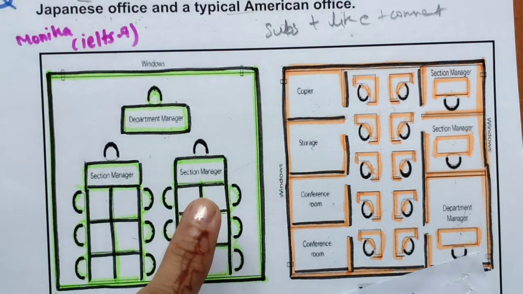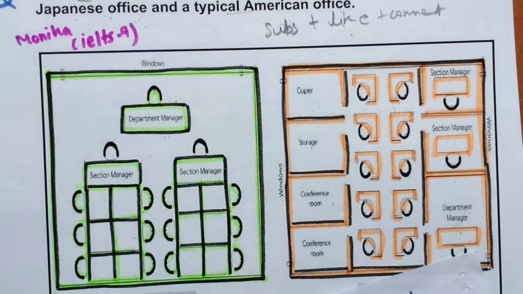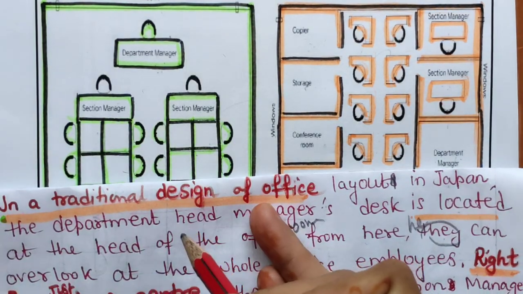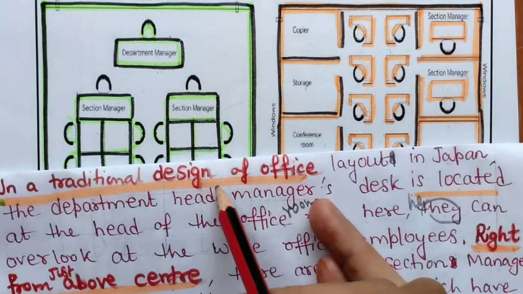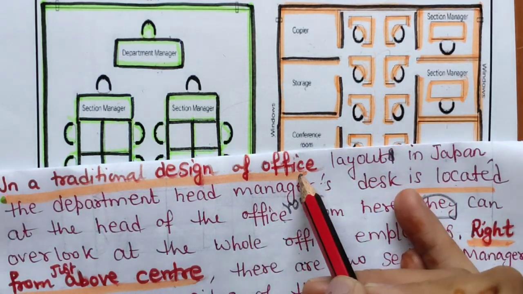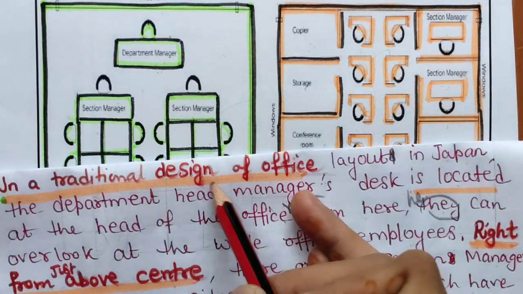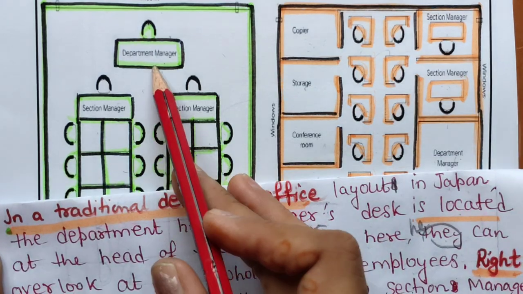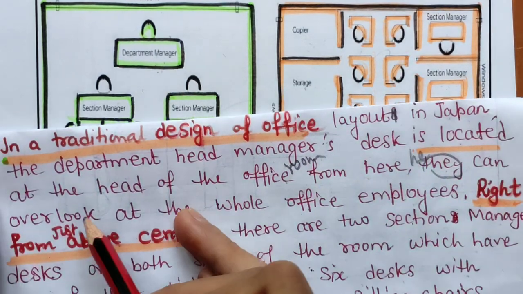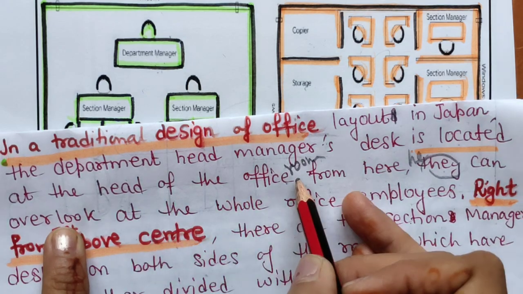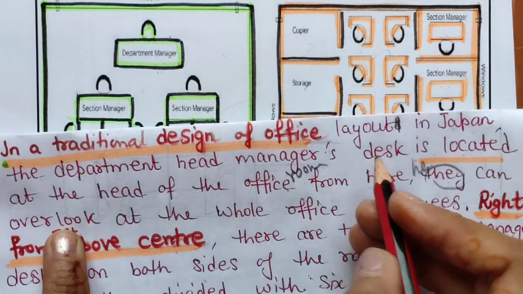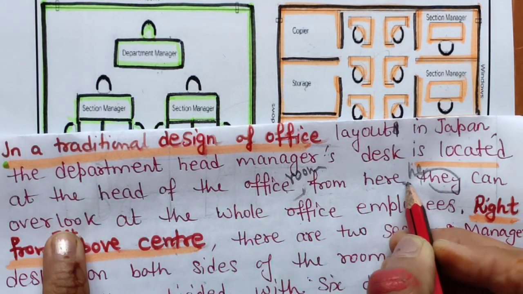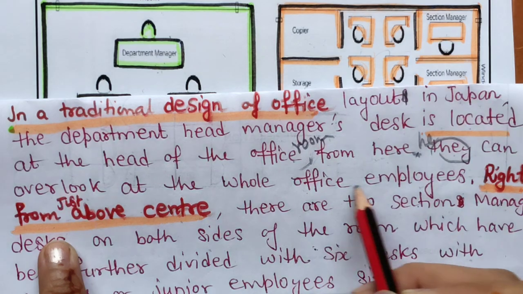Now the body detail paragraph. First I will talk about this. If you want good bands, I'm telling you, just make your own template, make your own language. In a traditional design of office layout, so this is the office layout in Japan, the department head manager's desk is located at the head of the office room. After room there is a comma. From here he can overlook the whole office employees.